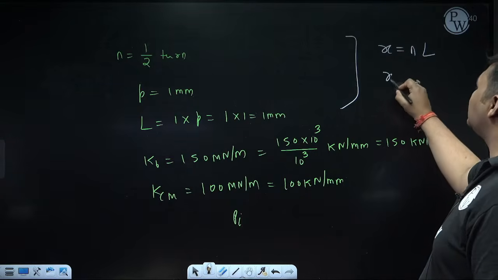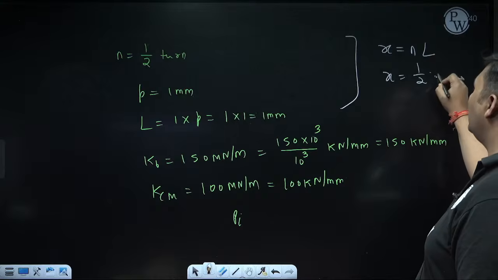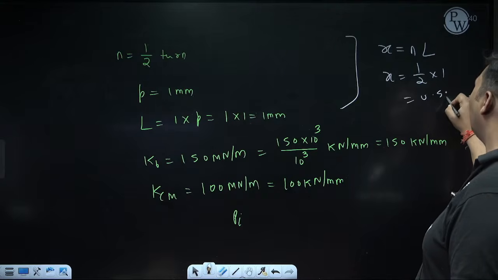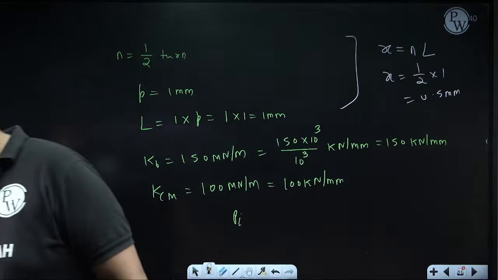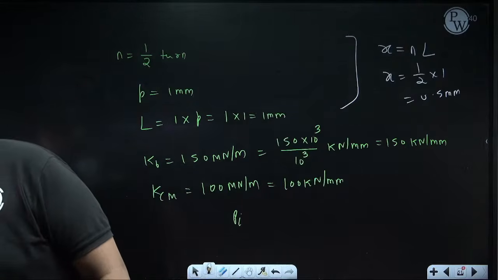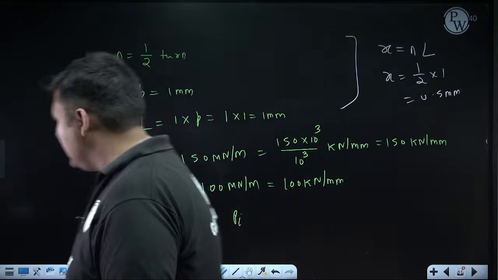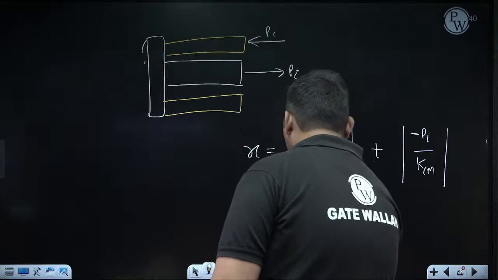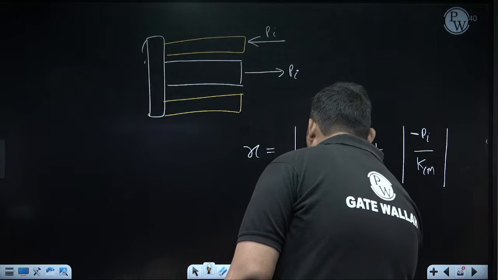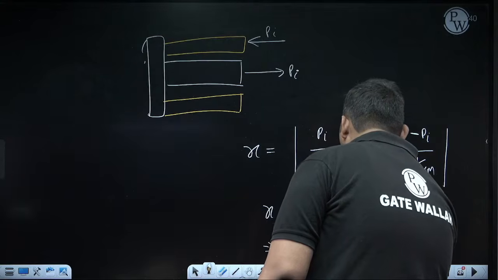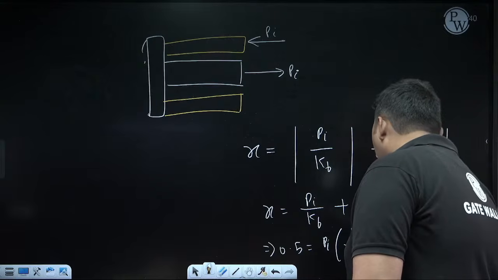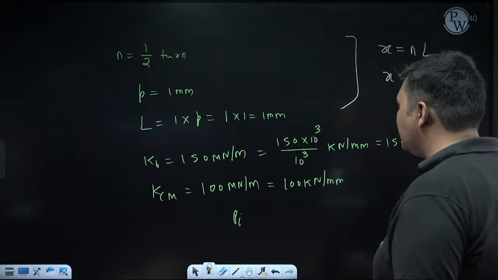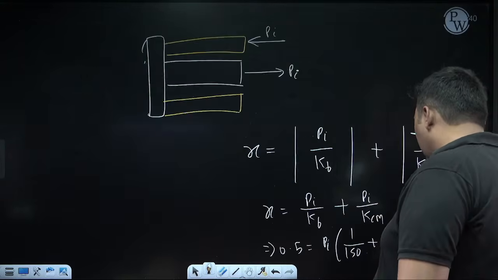So this is the axial displacement during tightening. N is half, lead is 1. How much is it coming? 0.5 mm. Just 1 second. Yes, so X is coming 0.5 mm. So just put here 0.5. Pi I am taking common, is equal to 1 upon Kb, Kb is 150 kilonewton per mm, plus 1 upon Kcm, Kcm is 100 kilonewton per mm.